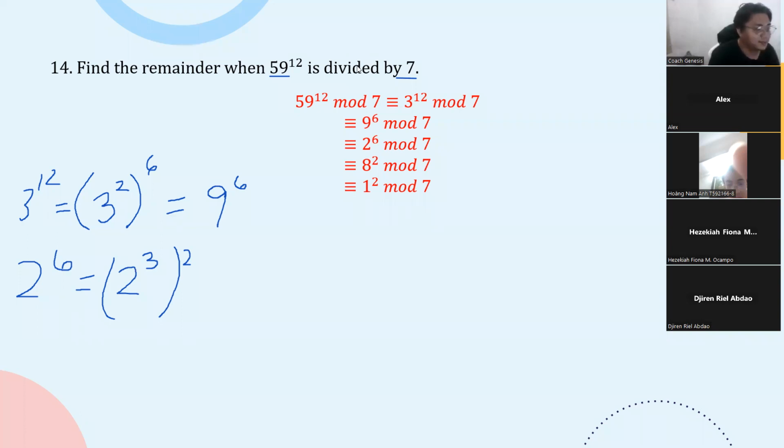Let's try. So we have, let's say 8 modulo 7, and then it will just give you 1 modulo 7. Okay. So the remainder is actually 1.